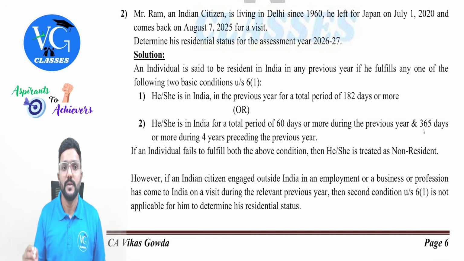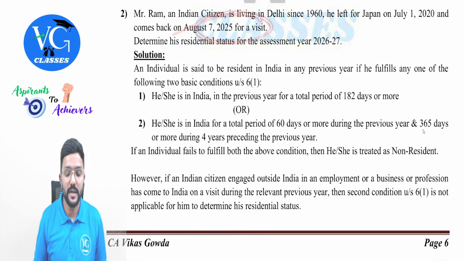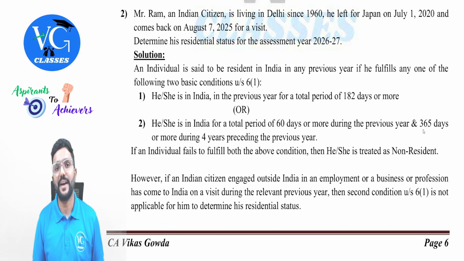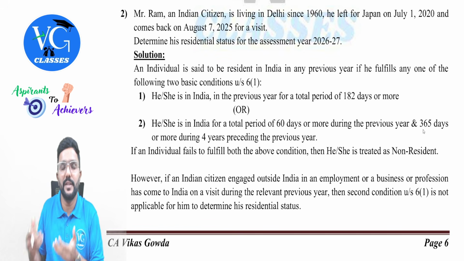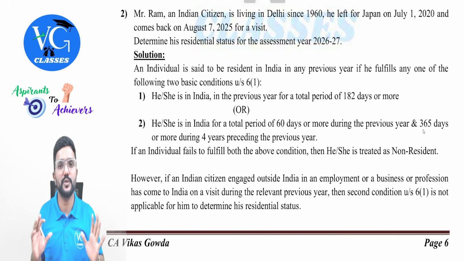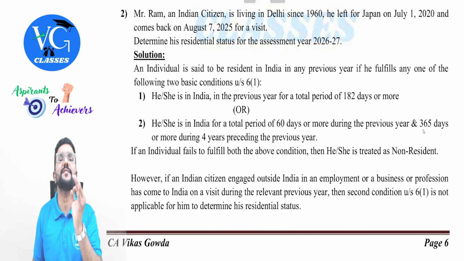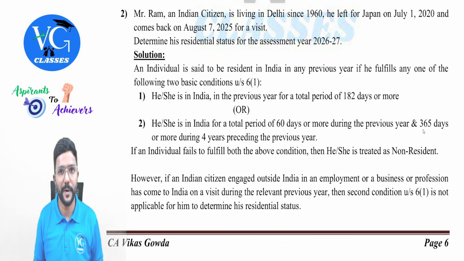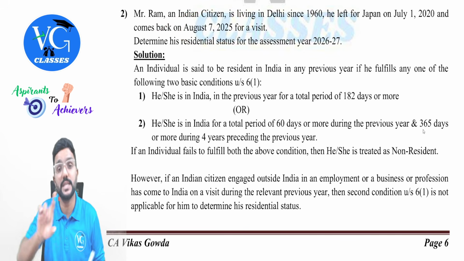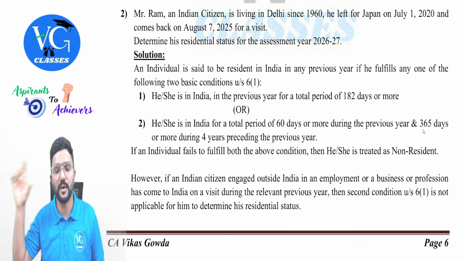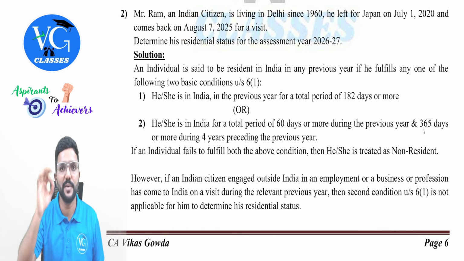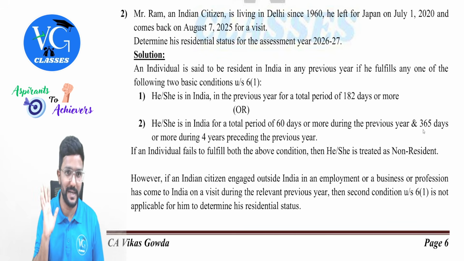Fine. So he is coming to India on 7th August 2025 and he is not going back. Nothing with respect to return is given in the question, so we'll assume that he is in India till 31st March of the previous year. So how many days is he in India? We need to count from 7th August till 31st March. Please be very careful here. Few months will have 31 days, so you have to be very careful. If you are off by 1 day, plus or minus, you will lose marks.